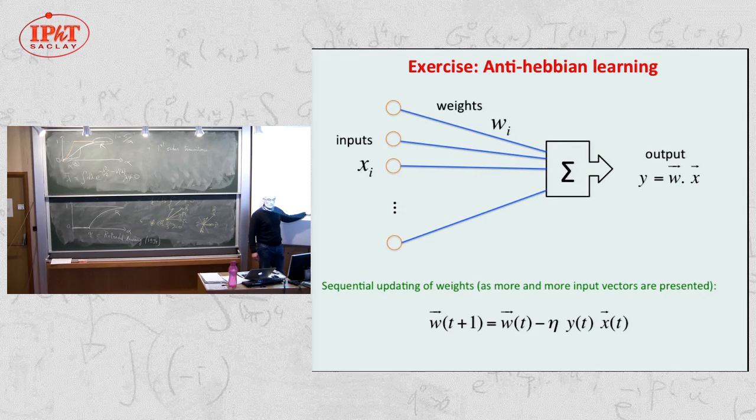I asked the question, what happens if you have a minus instead of a plus? That's called anti-Hebbian learning. So you have not thought about it? Okay, so that's going to be important for the rest of the lecture. I'll talk about that later on.